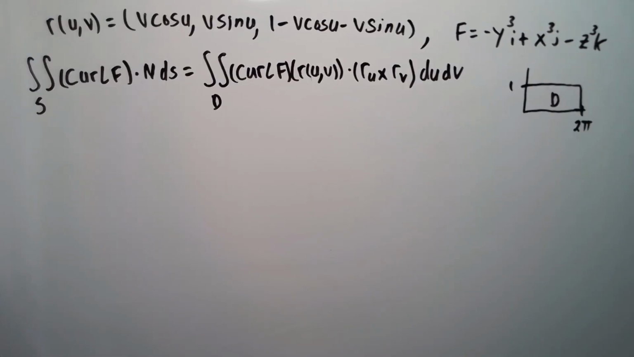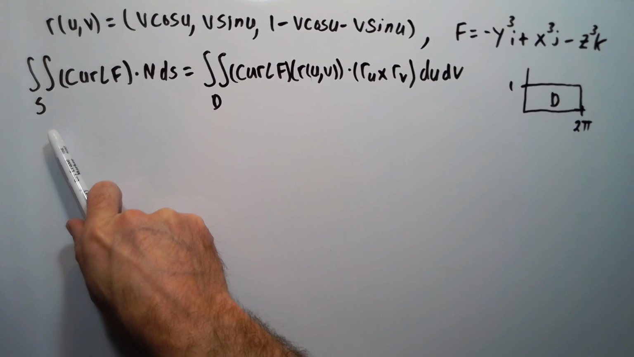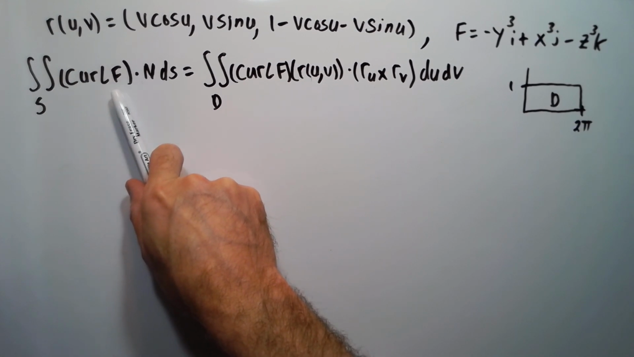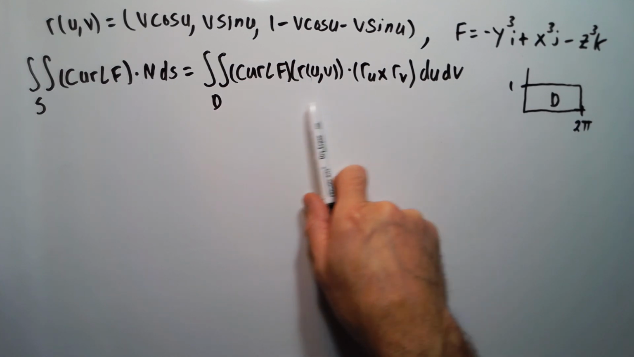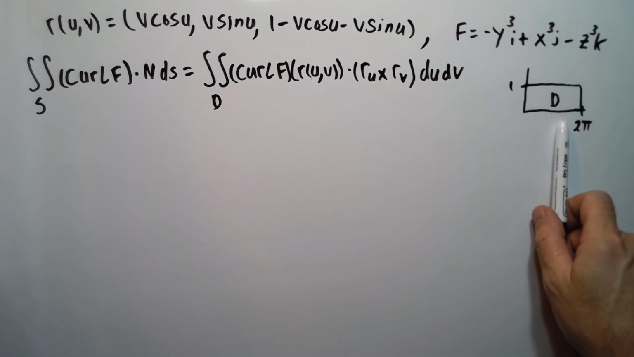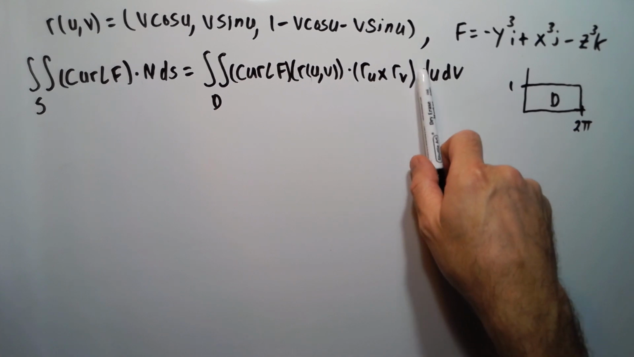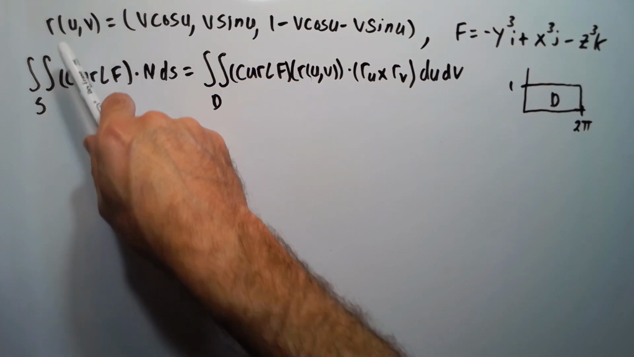Okay, so here's what we have, summarizing. We have our r parameterization up here, our F, our D over here, and then our flux across curl of F is equal to this, which we've shown in 15.6, over D, where D is a region over here. So let's start computing the partial derivatives of r with respect to u and v. Let's do that first, and then we'll do this cross product. And then we'll have to find the curl also. So let's first find the partial derivatives.